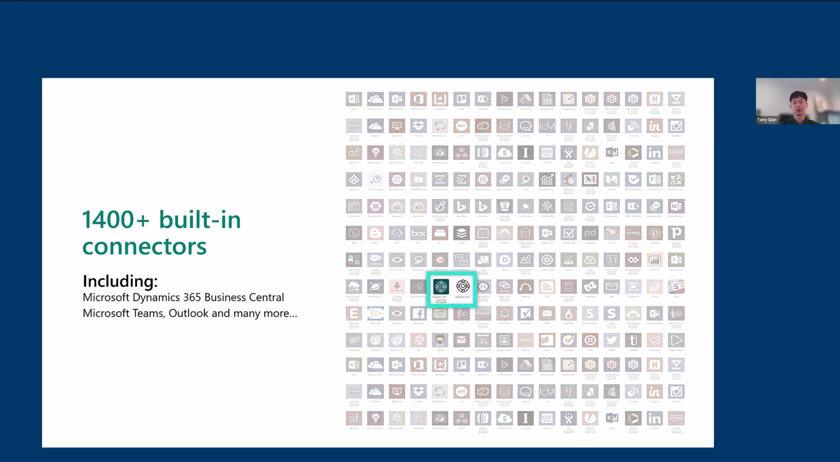So when it comes to Business Central, we have two connectors purposely built for Business Central. One is for the Business Central SaaS application, or if you prefer, Business Central Online. That's the online connector, but we also have Business Central on-prem. So if you're using Business Central on-prem, don't worry about it. We also have a connector for you to pull data from your on-prem Business Central environment.